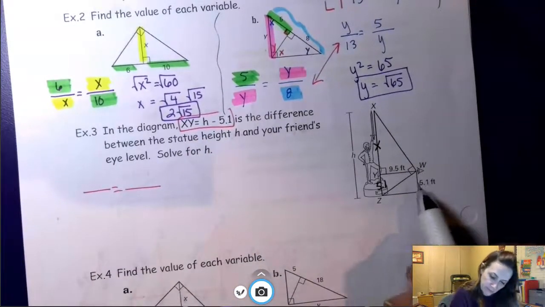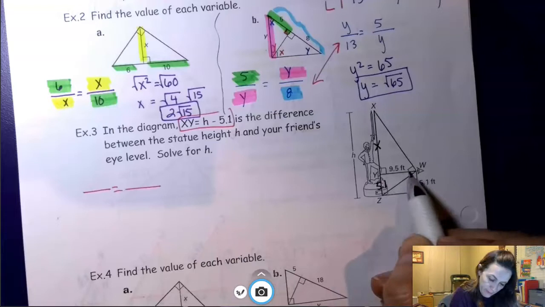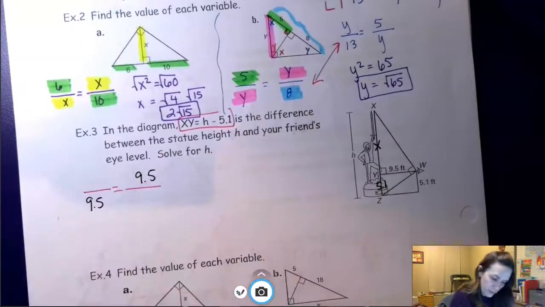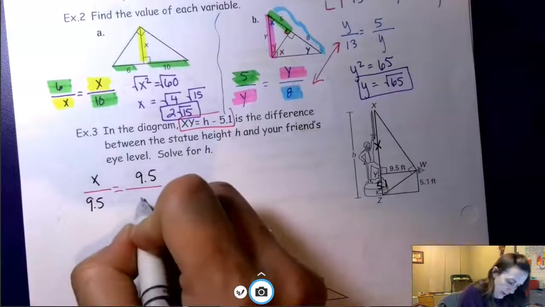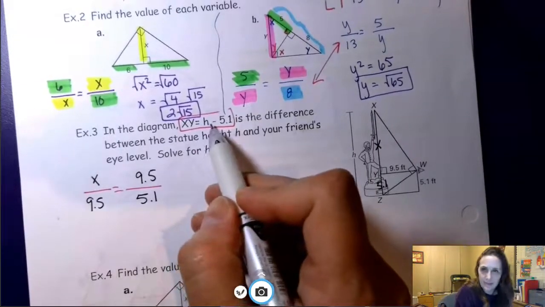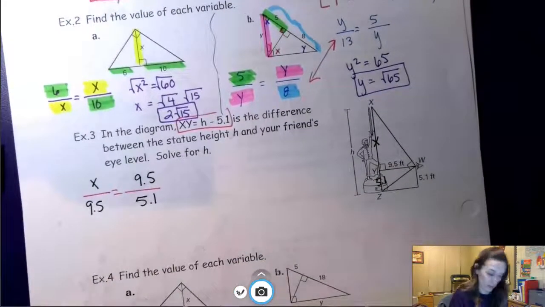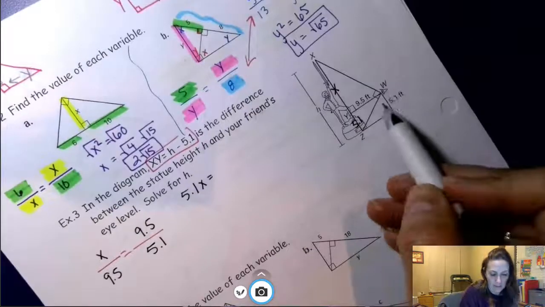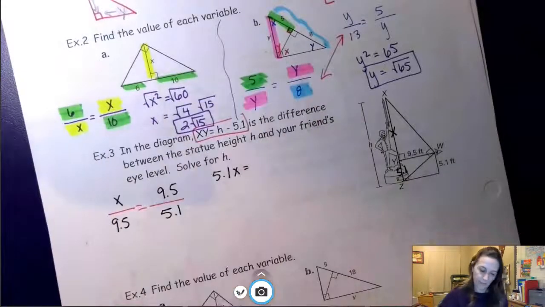I would use, I know that this breaks it down, 9.5 is the geometric mean between the two pieces. I'm going to call that piece up here x, and this piece down here 5.1. I'm actually not going to use this until the end because I think it's uglier to use in the equation. You could replace that for the x if you wanted to. I'm going to go ahead and solve this. I end up with 5.1x because, again, the altitude breaks up the sides of the hypotenuse. So that's this rule over here.